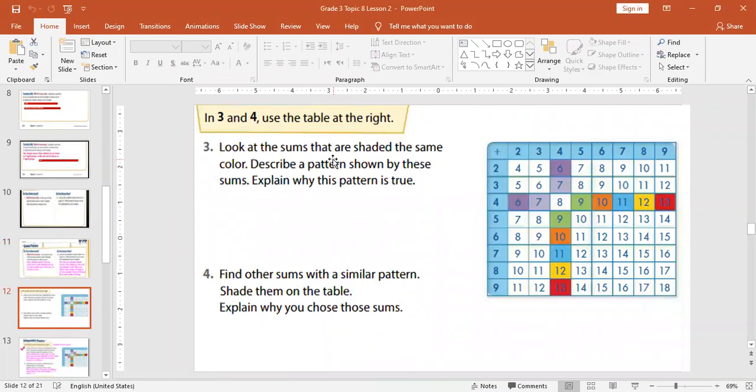Number 3, look at the sums that are shaded the same color. Describe a pattern shown by these sums. Explain why this pattern is true. So here I have this pattern: 9, 10, 11, 12, 13, 9, 10, 12, 11, 12, 9, 10, 11, 12, 13, 7, 6, 4, 7, 6, 4.